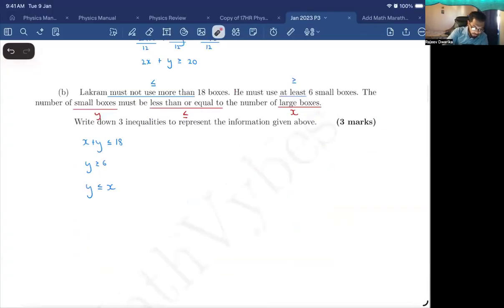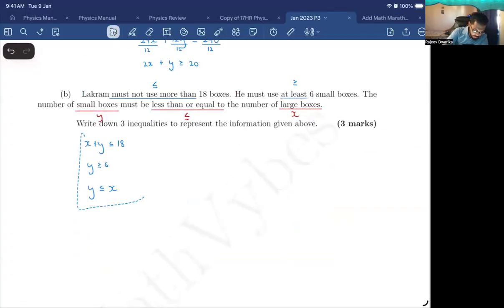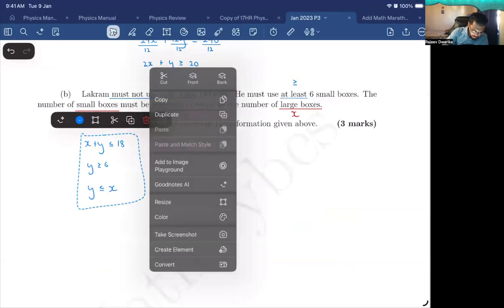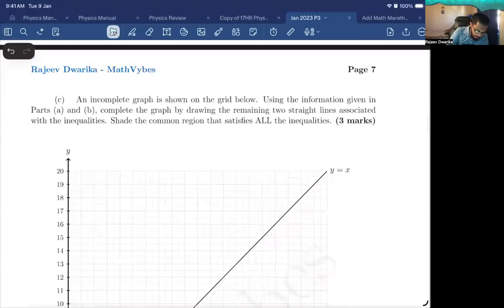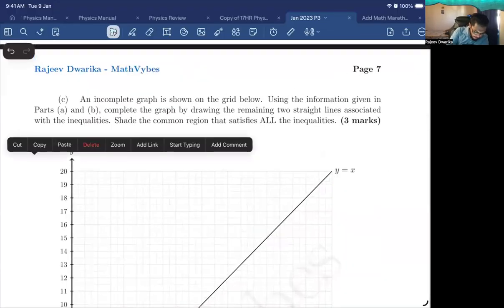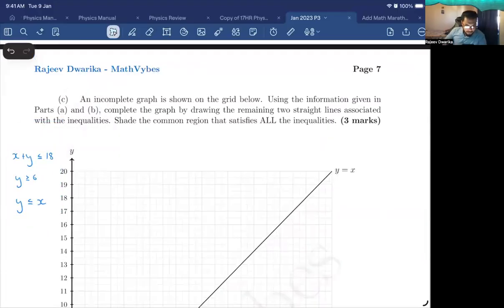So let's move on. All right, so Darius, give this question a read for me. C. An incomplete graph is shown on the grid below. Using the information given in parts A and B, complete the graph by drawing the remaining two straight lines associated with the inequalities. Shade the common region that satisfies all the inequalities.